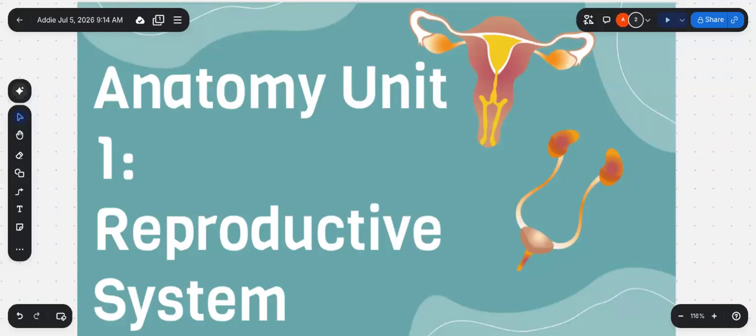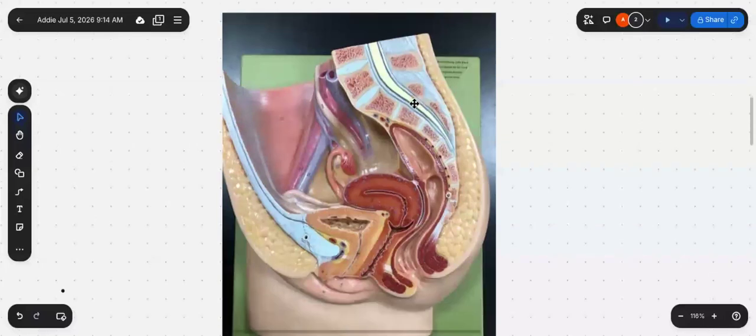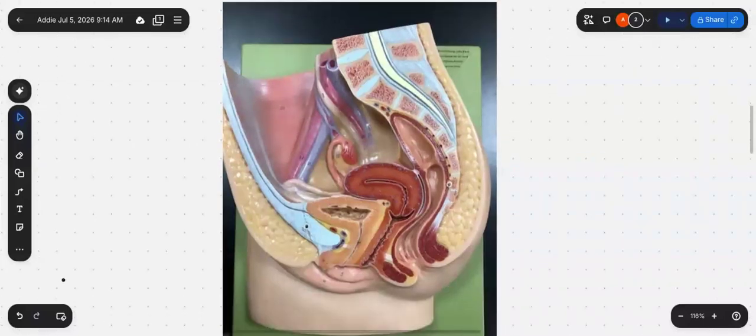In today's video, we are going to go over the female and male reproductive system as well as a little bit of the urinary system. So this episode is just going to be the very basics of the reproductive system, and then when we get into our actual reproductive unit, we're going to dive more in depth. So starting off, let's start with the female reproductive system.